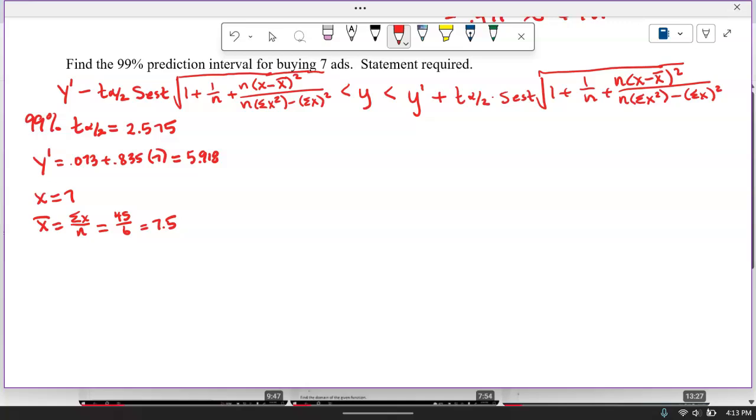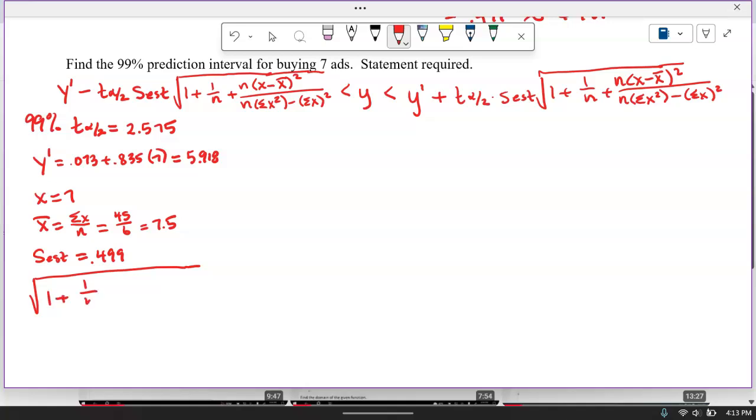So far, I've got Y prime, T sub alpha over 2. I know what N is. I need the standard error of estimate. Luckily, we just calculated that also, 0.499. The only other thing I'd like you to calculate before you go any further and we plug in is the square root. That is the worst part.